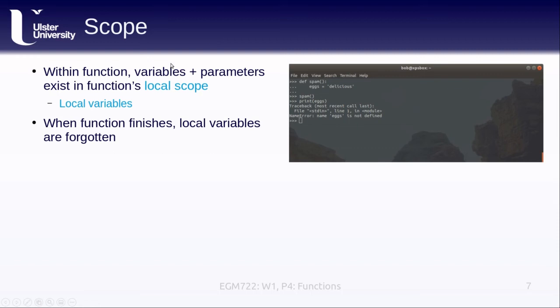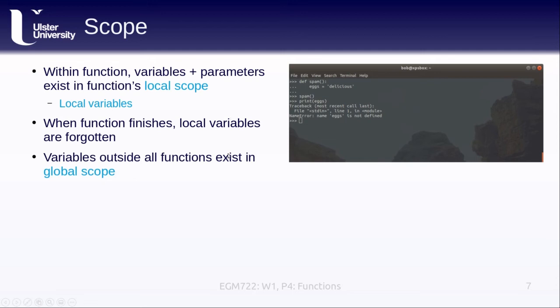If you look at the example here, we defined a function called spam, which just assigns a value of delicious to eggs. We run the function, it does its thing. If we try to then access the variable eggs, it doesn't exist, because it doesn't exist outside of the local scope of this function.